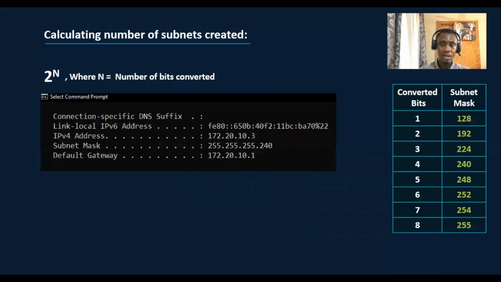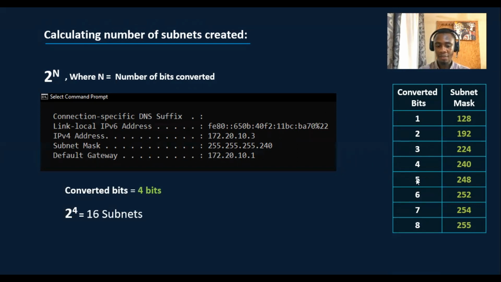So let's go back to the example we looked at earlier. In this example, we had .240. So in this case, it means that 4 bits were converted. So if 4 bits were converted using this chart, it will be 2 raised to the power 4, and that will give you 16 subnets. So it means that you can create 16 subnets if you convert 4 bits.